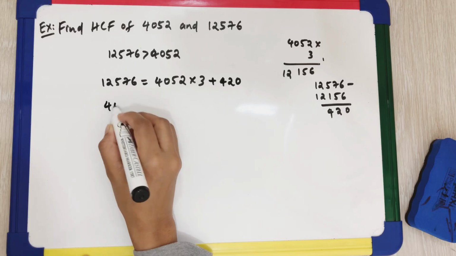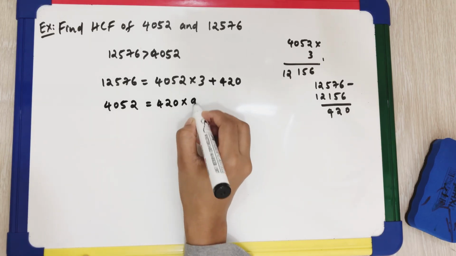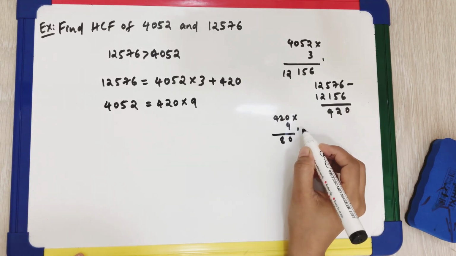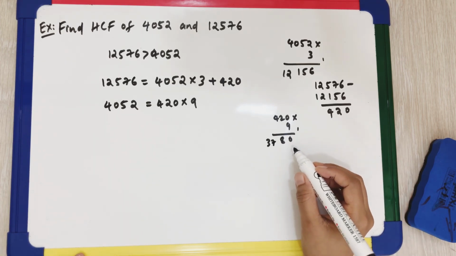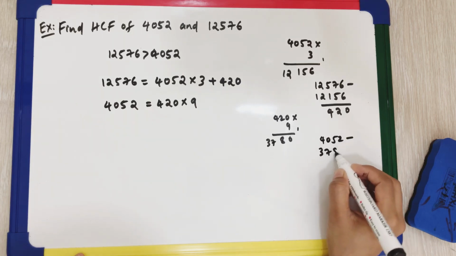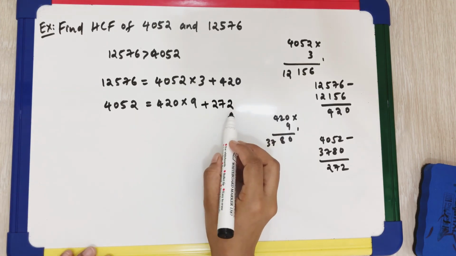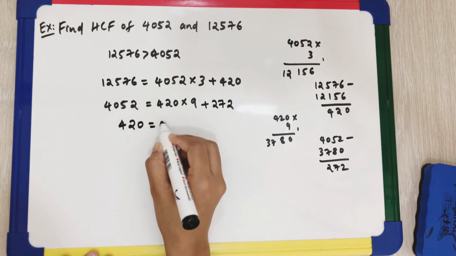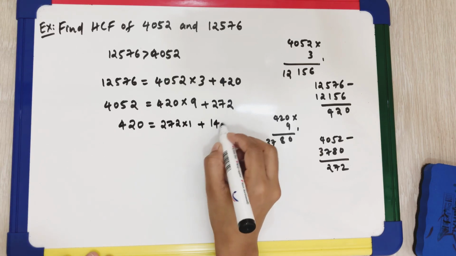Then we get 4052 is equal to 420 into 9 plus a remainder. 420 into 9 is 3780. Therefore, the remainder is 4052 minus 3780, so 4052 is 420 into 9 plus 272. Remainder is non-zero. Again apply the division algorithm. We get 420 is equal to 272 into 1 plus, here the remainder is 148.